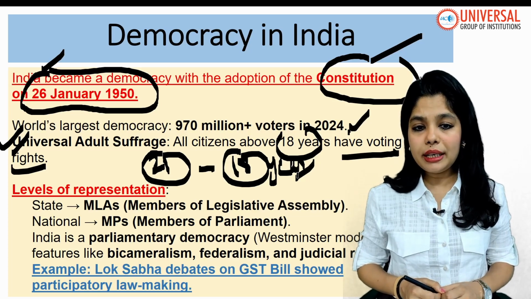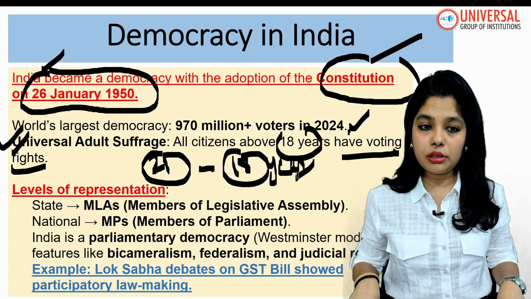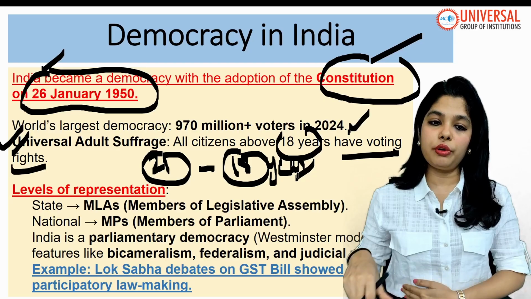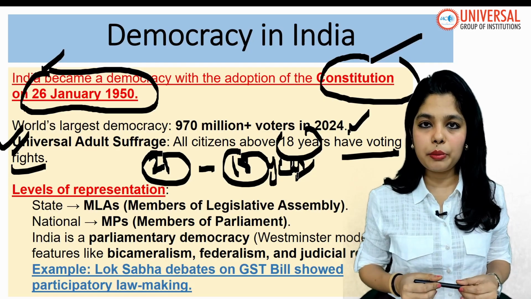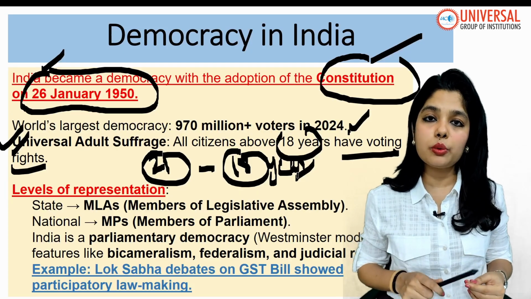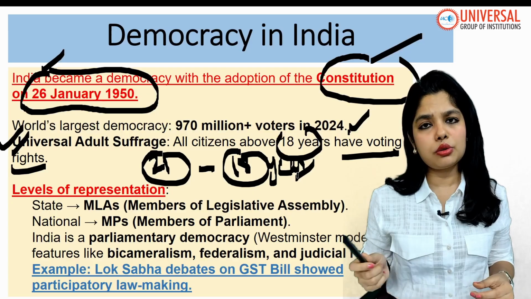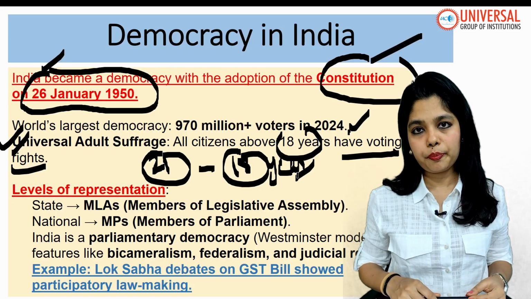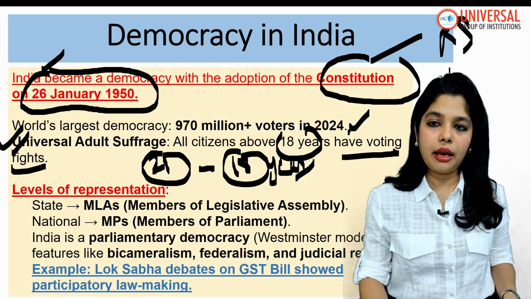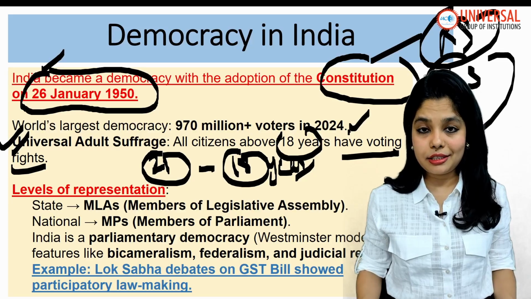India is a parliamentary form of democracy, a Westminster model, with features like bicameralism, federalism and judicial review. There are two houses, bicameral legislature: Lok Sabha and Rajya Sabha, the upper house and the lower house. Similarly, the state legislatures also have two houses. This is called a bicameral legislature.